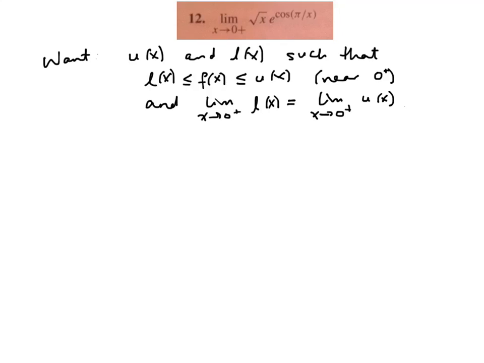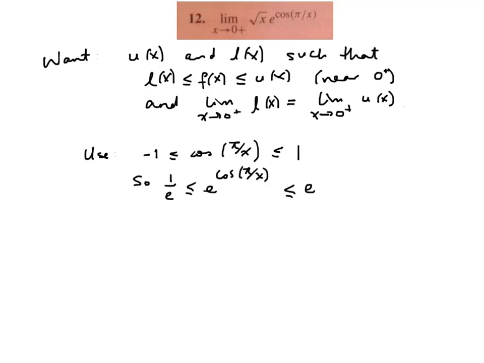So let's just use the fact that cosine is always between 1 and -1. So e to the cosine pi over x is between 1 over e and e.